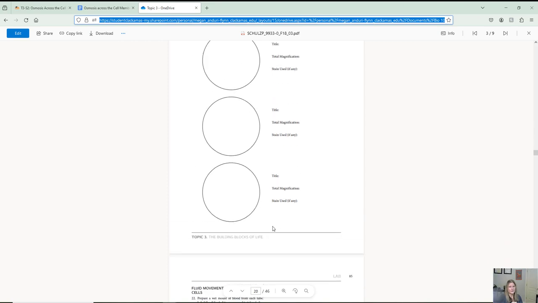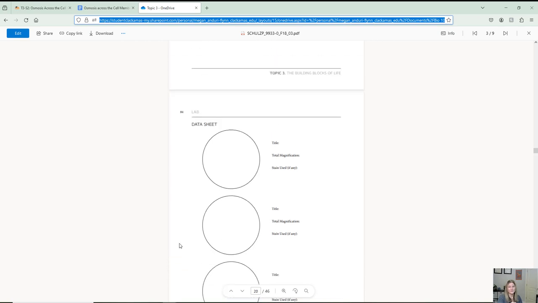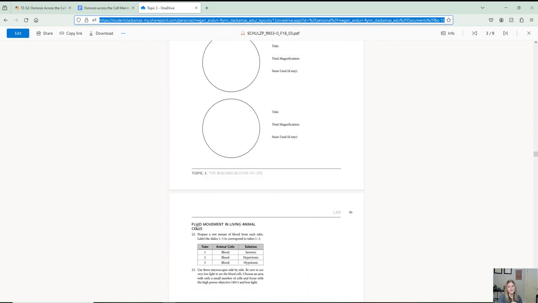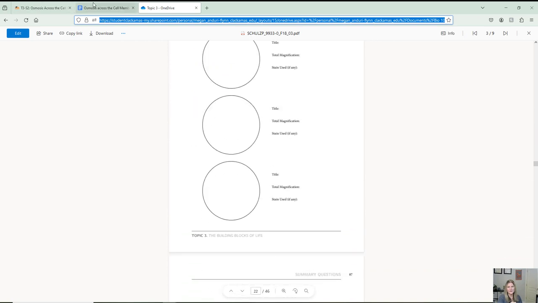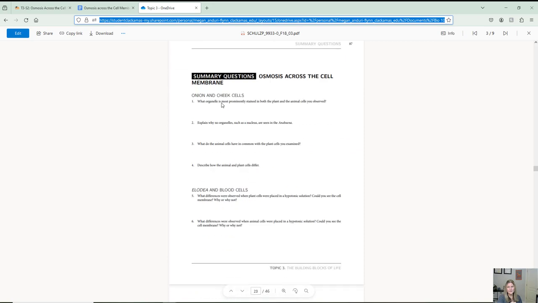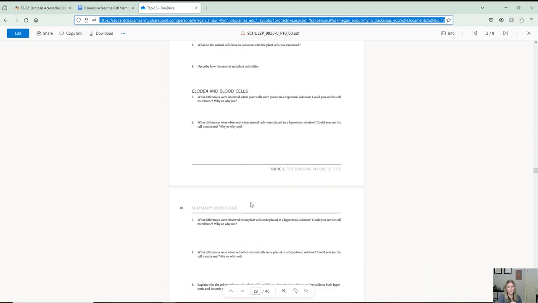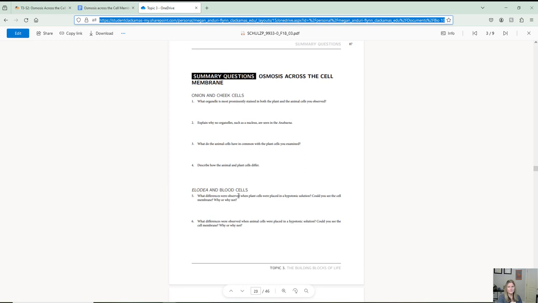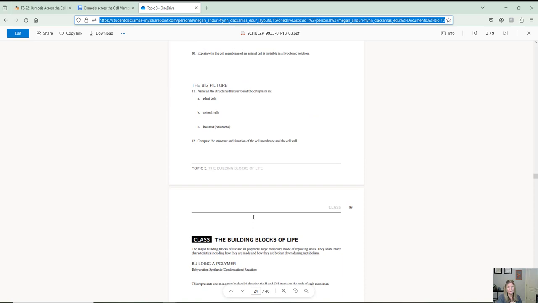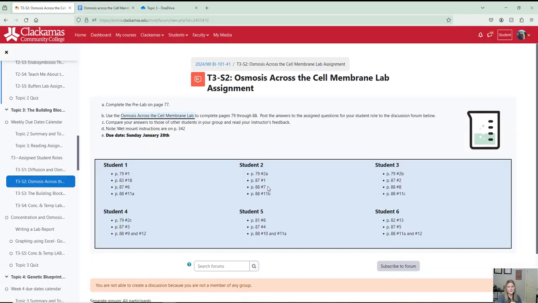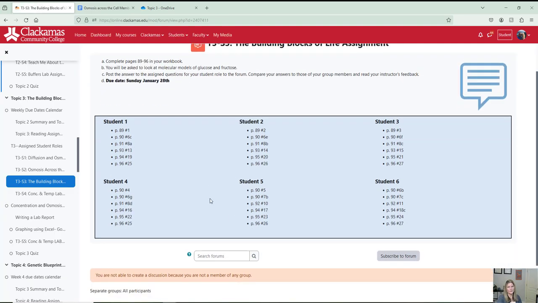Okay, so what does the plant cell look like when it's exposed to isotonic solution? So draw what those plant cells look like versus hypertonic versus hypotonic. And then you'll do the same with the animal cells. And then we have some summary questions. So this is just reviewing what happens to the plant and animal cells under each of the types of solutions. Okay. Once you've completed the lab, then you're going to be posting your answers, and then moving on to our third assignment.